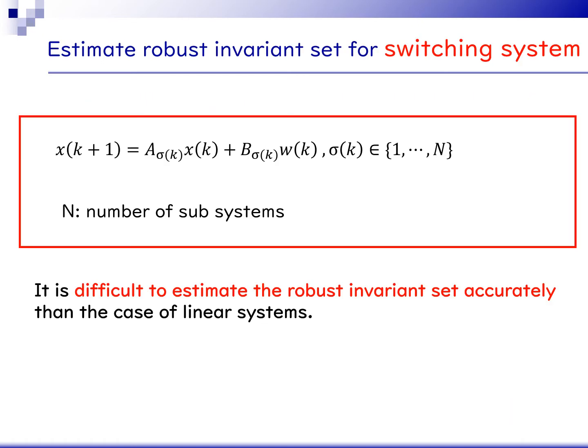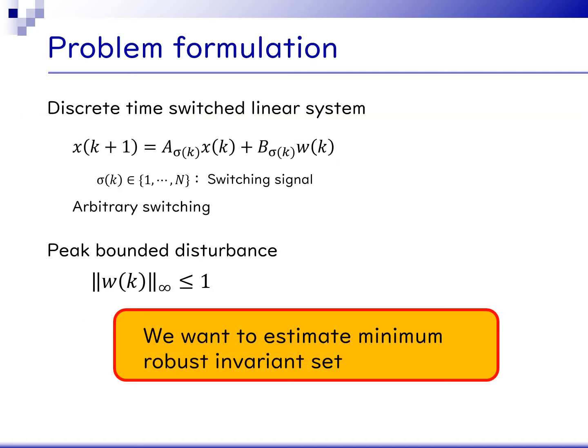In this paper, we estimate the robust invariant set for switching systems. We consider n number of subsystems for a linear system. It is more difficult to estimate the robust invariant set accurately than in the case of linear systems. In the paper, a discrete time switched linear system is considered.